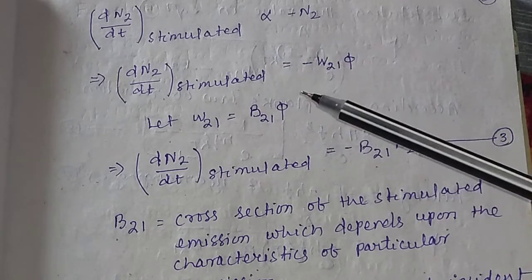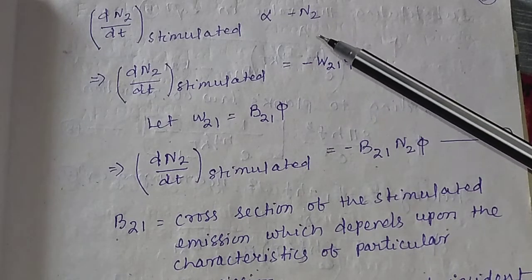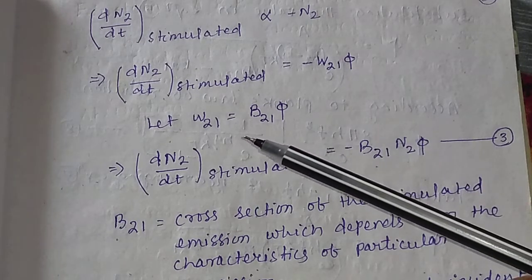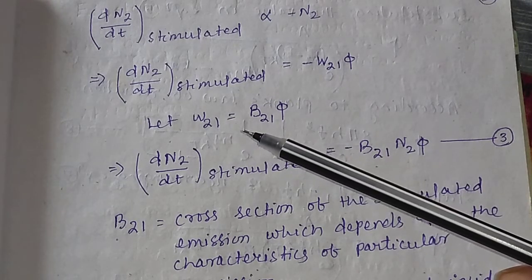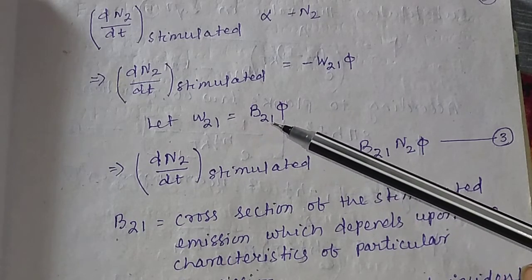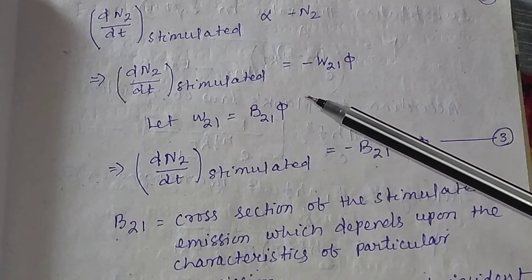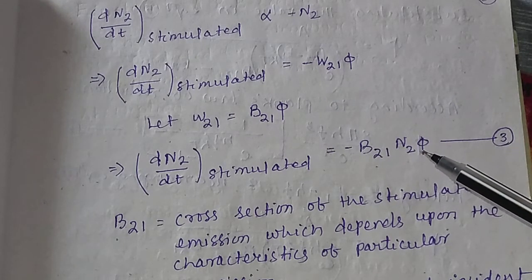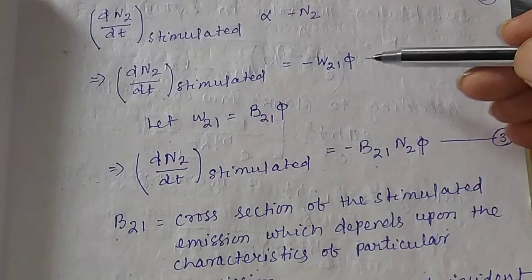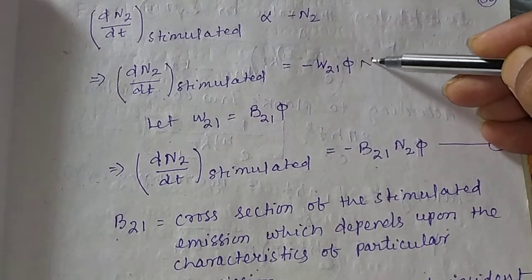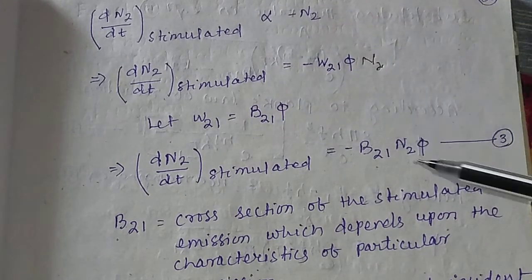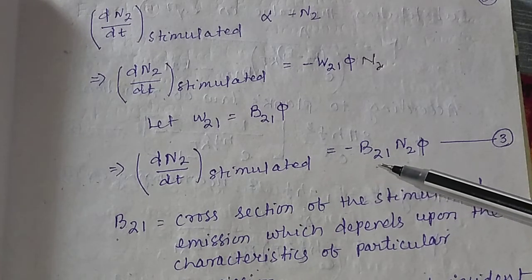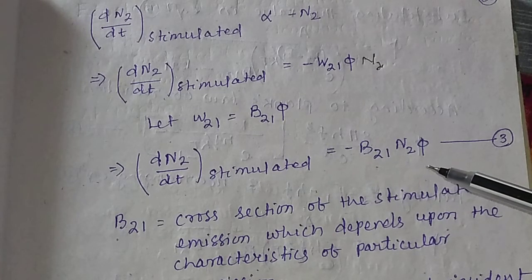That will be equal to a constant multiplied by N2. The constant W21 is equal to B21 into phi. Okay, W21 is equal to B21 into phi. So what will be the rate of emission? W21 into N2, is it not? So the rate of stimulated emission will be equal to minus B21 N2 into phi.